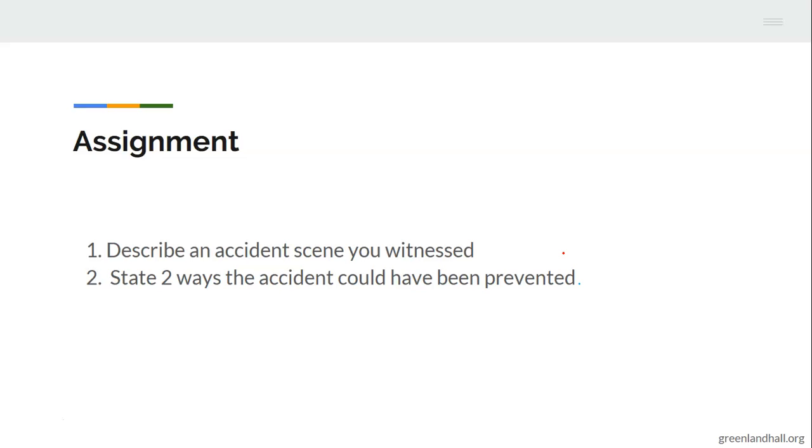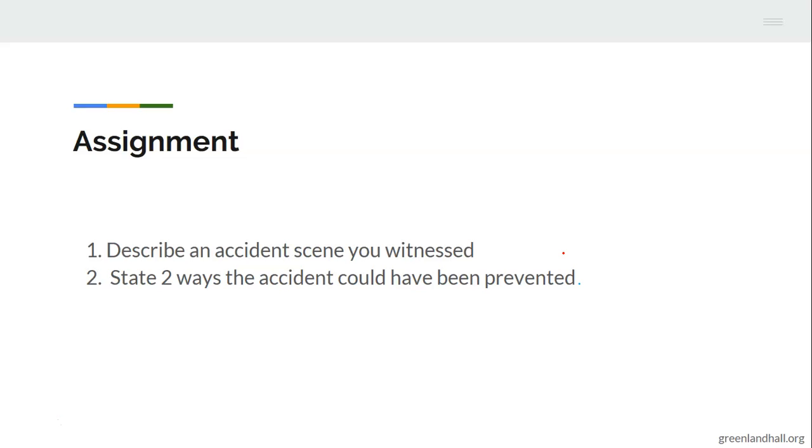Just explain what really happened, what caused the accident. It might be a motorcycle accident, it might be a car accident, it might be a domestic accident in the house. So whatever you have witnessed, you can just describe that accident scene, what led to the accident, and so on and so forth.